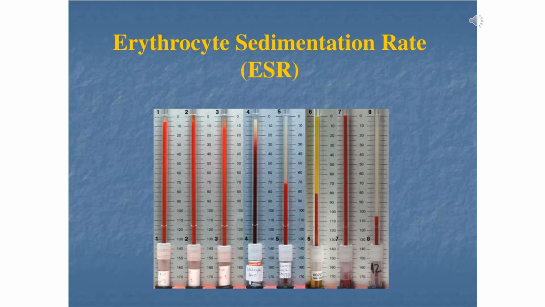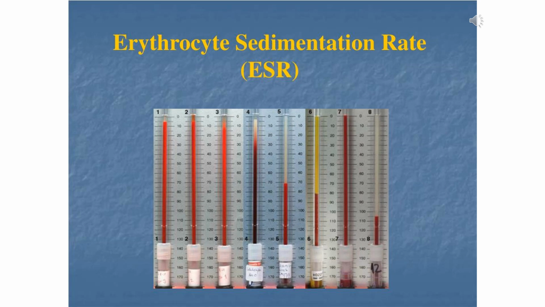Nowadays, the ESR is automated and can be run in a shorter time than an hour, but it's still reported in millimeters per hour. As you get the blood into the column, you then start the timer, and in 1 hour you see how far the red blood cells have sedimented or dropped, leaving plasma above the red blood cells. This then allows you to determine what the ESR is.